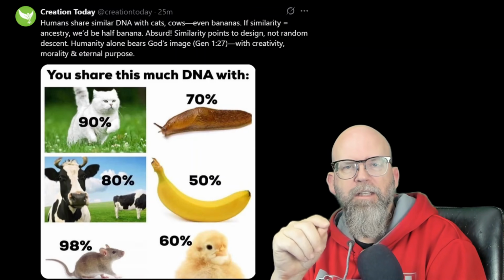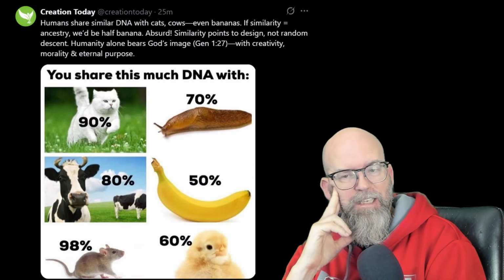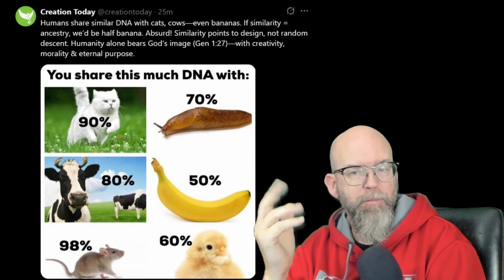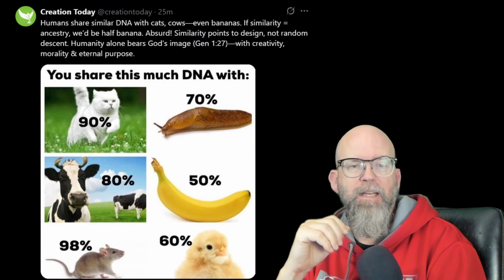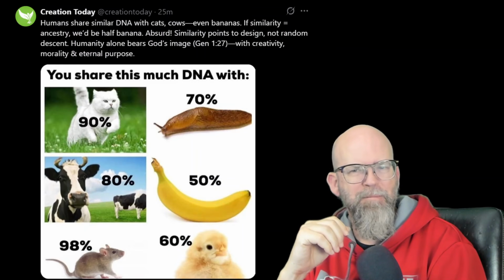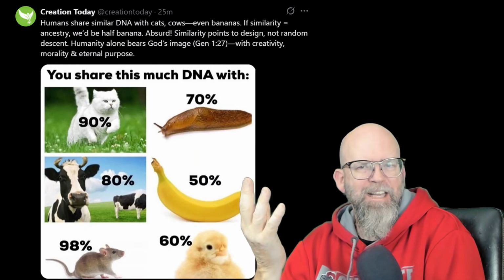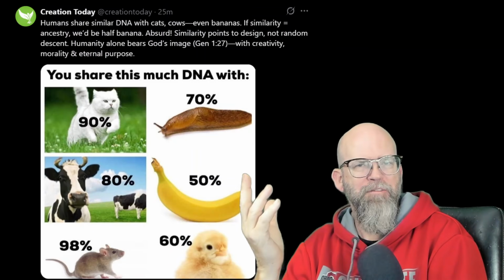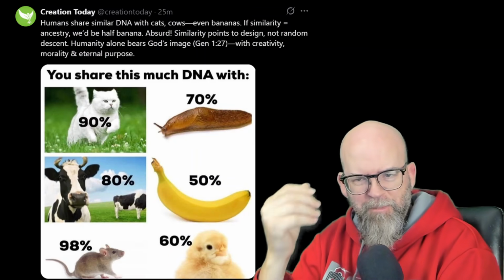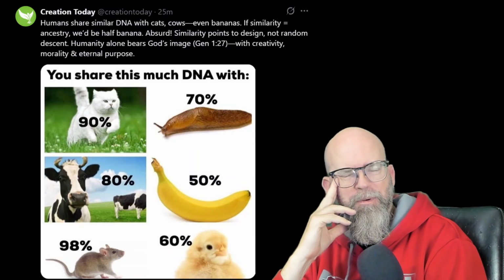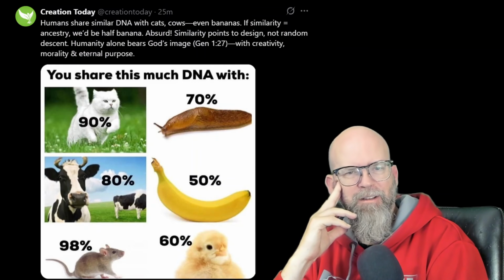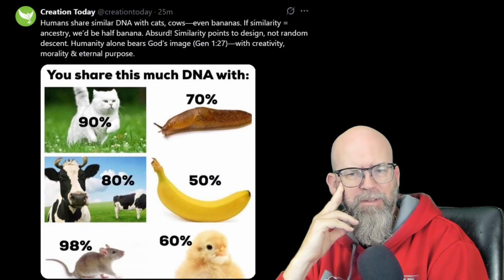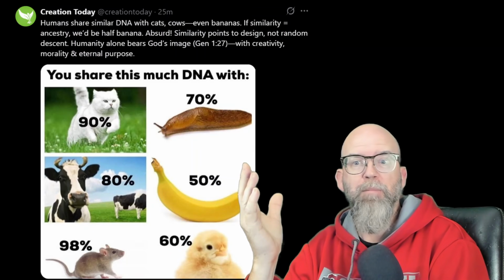You share as much DNA with a cat, 90% of your DNA, 70% with a slug, 50% with a banana, 98% with a mouse. Well, why the 98%? Where does that come from? Why 98% with a mouse when only 80% with a cow, or 90% with a cat and 60% with a chicken? Where do these numbers come from?